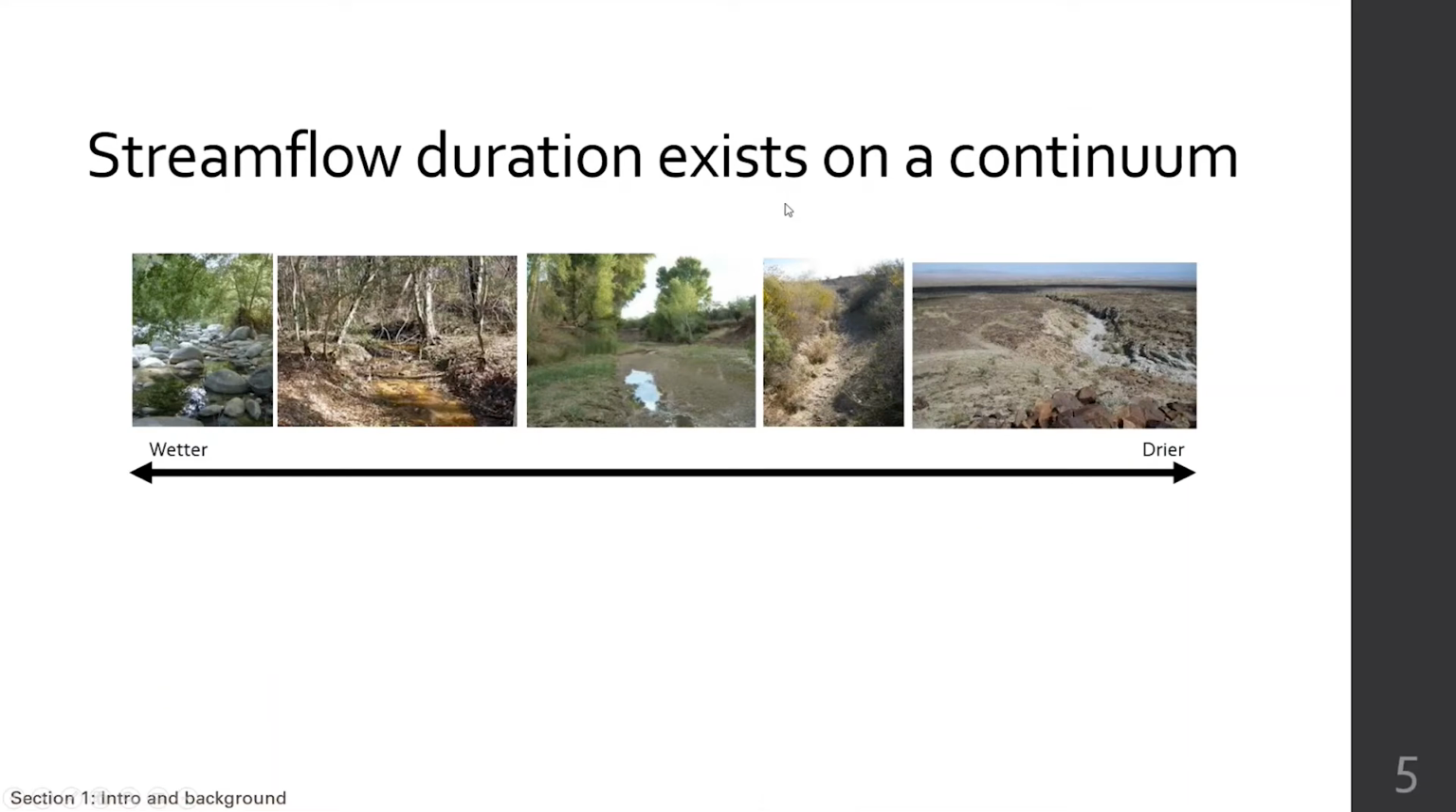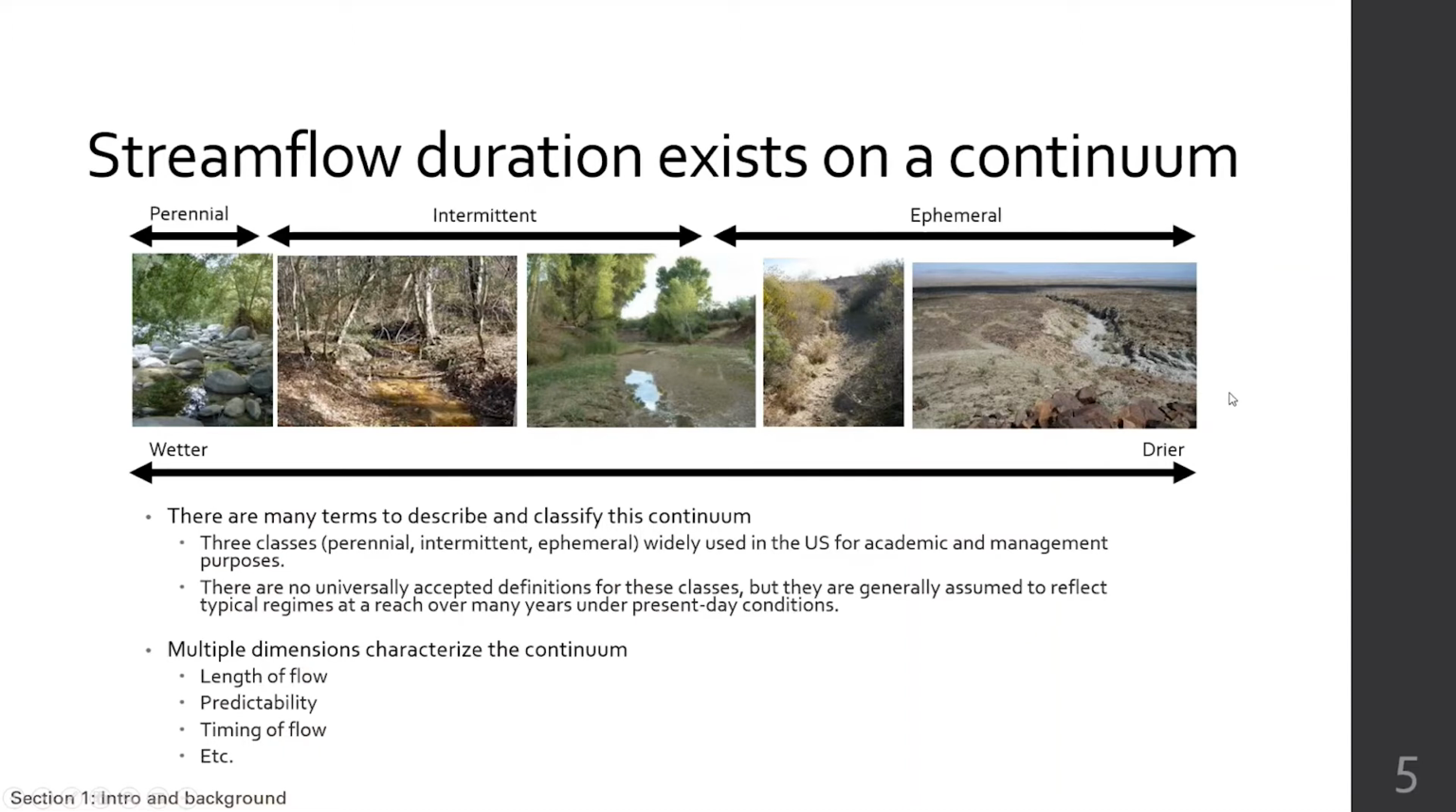As you know, streamflow duration exists on a continuum of what we call wetter streams or perennial to drier streams, what we sometimes call ephemeral or episodic. But it is a continuum with a lot of gray areas in between. And we like to put classifications on this continuum. Some of the most widely used ones among researchers and within the management community are the terms perennial, intermittent, and ephemeral.